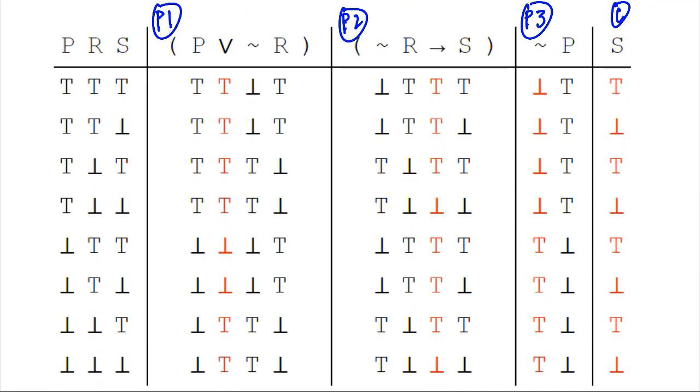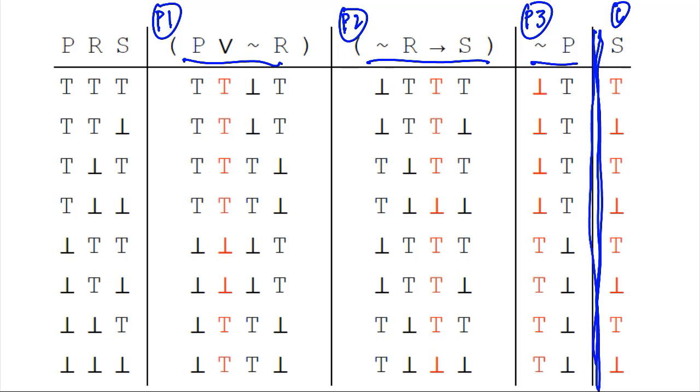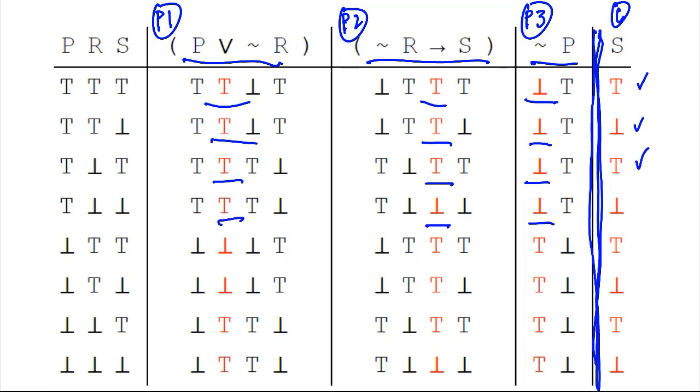Okay, here we have 3 premises. P or not R. If not R, then S. Not P. And then S is our conclusion. We have more lines, so we just have to go through them. True, true, false. That's okay. True, true, false. That's okay. True, true. That's fine. True, false, false. That's fine.